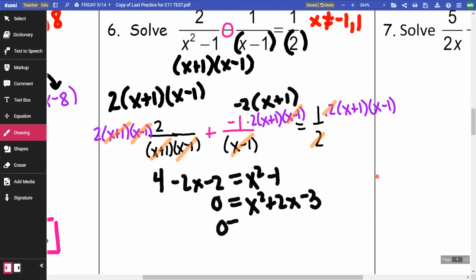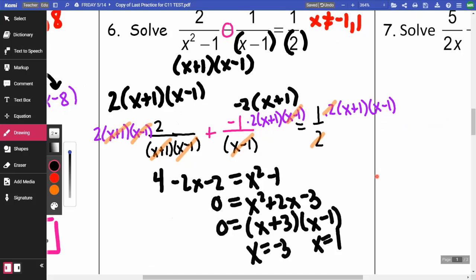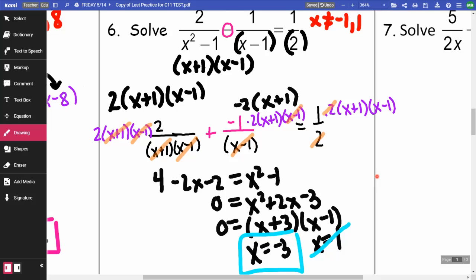So now I'm going to have x plus 3, x minus 1. So I'm going to get x equal negative 3 and x equal 1. So if we are looking at these answers up here, this 1 and 1, those are the same. That was a restriction, so I can't have this one. So negative 3 is my answer.